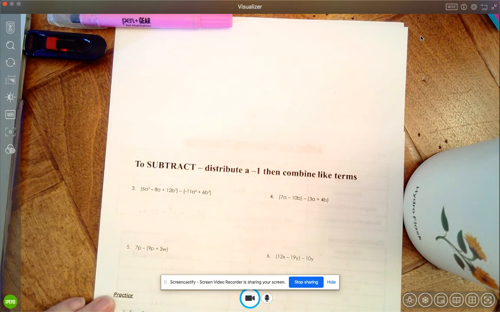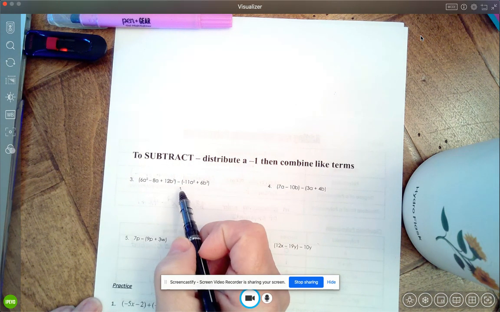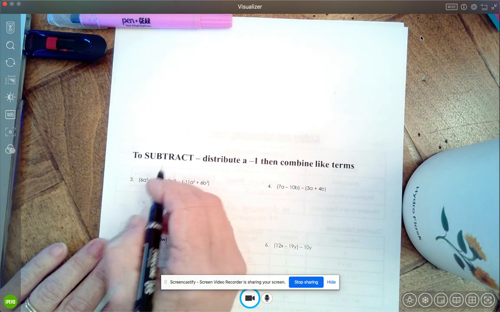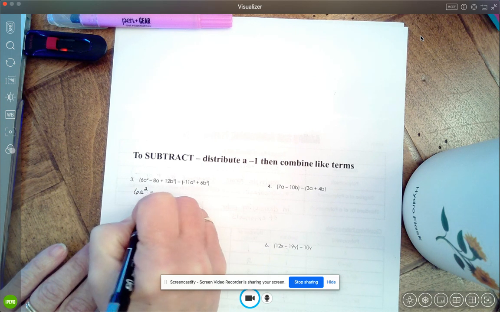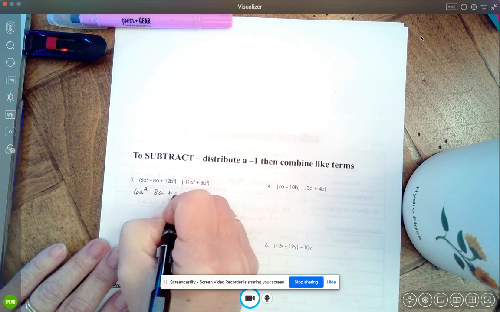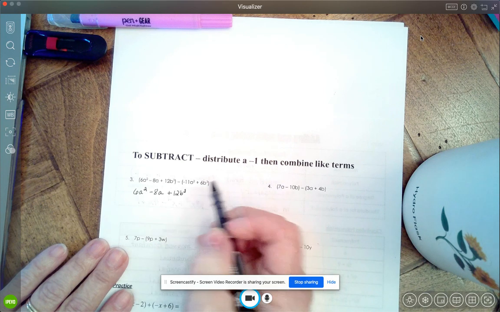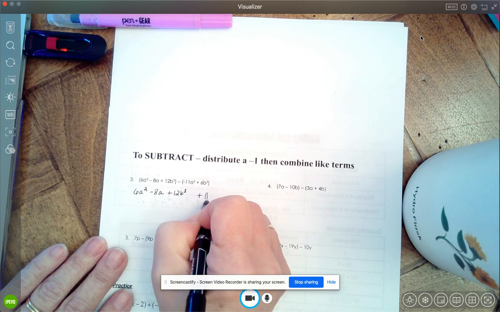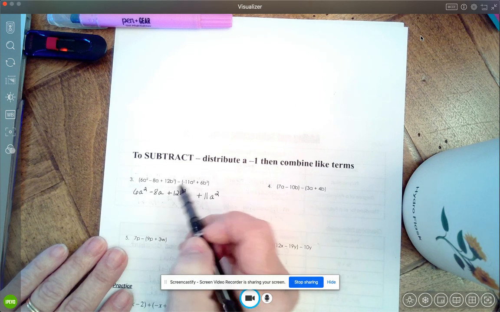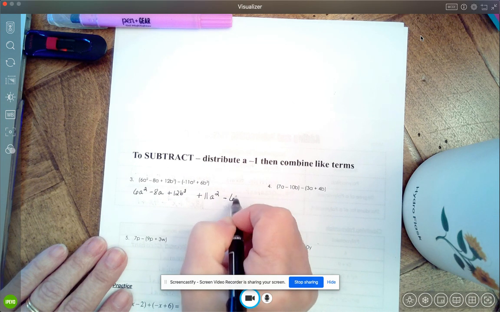Before you get to your practice, I want to show you about subtracting. I would distribute the negative 1 and then combine like terms, right? So I will show you what I mean. Over here, I have 6a squared, negative 8a, positive 12b cubed. All right. Now over here, negative times negative is going to be a positive 11a squared. Negative times a positive 6b cubed is a negative 6b cubed.